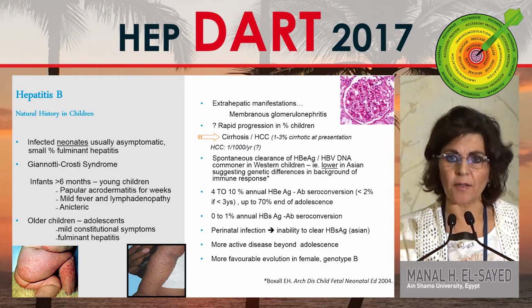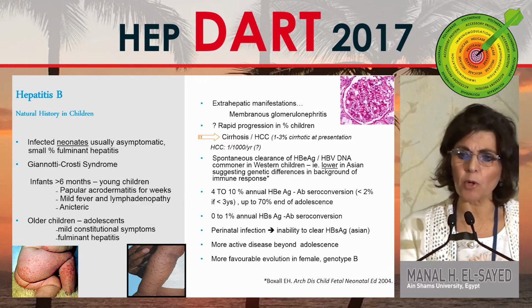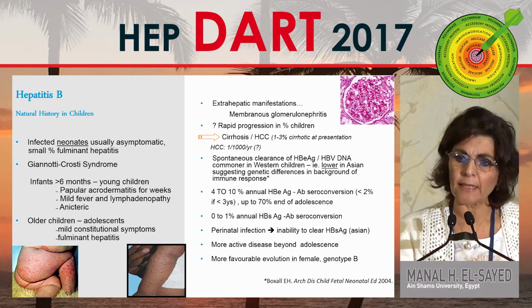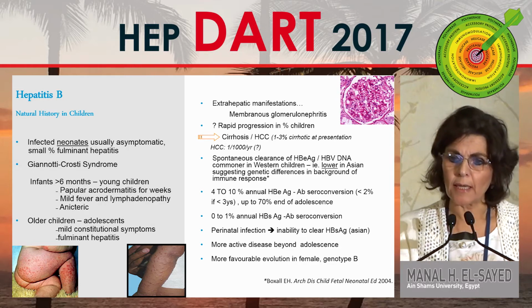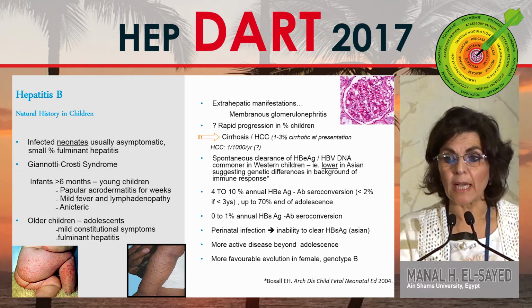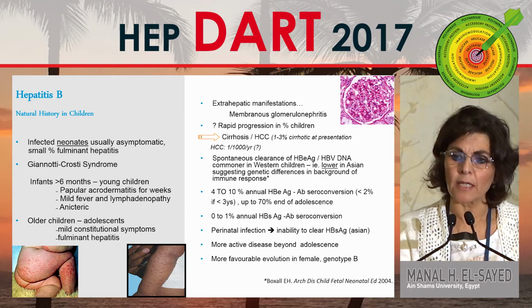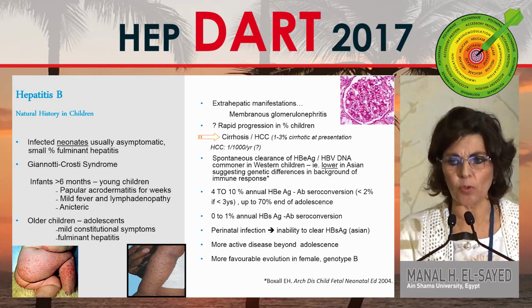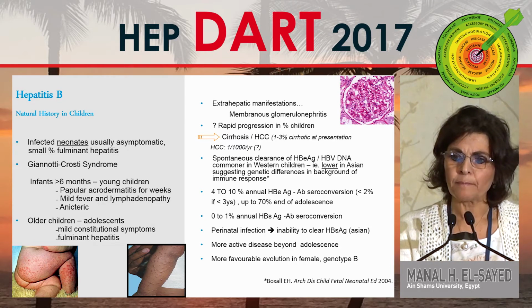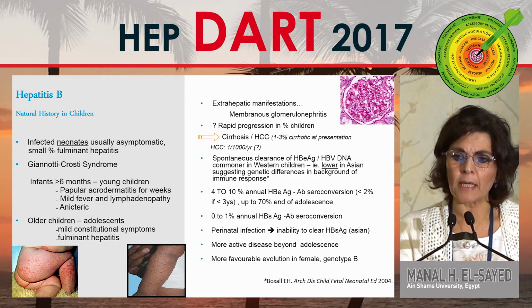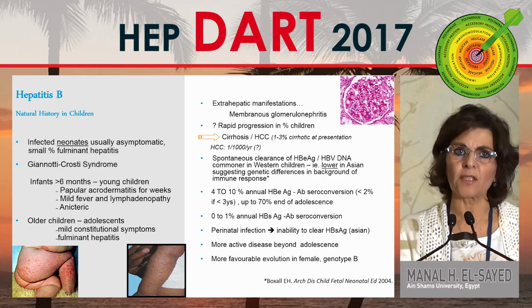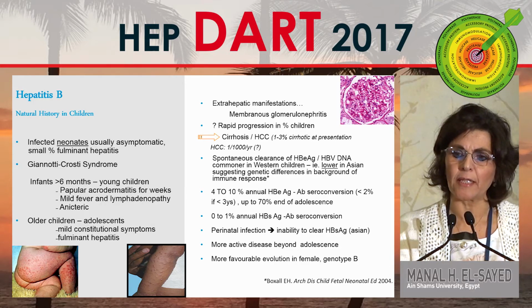Spontaneous clearance increases with age, and I'm going to show some recent data. There is a 4 to 10% annual E antigen to antibody seroconversion, less than 2% under 3 years, and up to 70% by the end of adolescence. There is a 0 to 1% annual S antigen to antibody seroconversion rate. The inability to clear the virus is common in those who acquire the infection perinatally. So it's really important that we focus on perinatal prophylaxis.